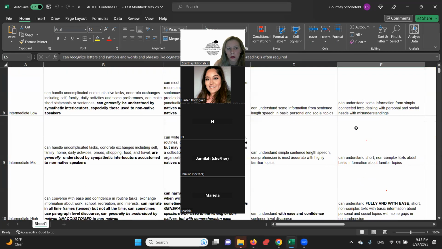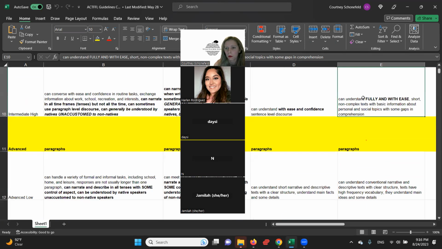And then we get to intermediate low. They can understand some information from simple connected text dealing with personal and social needs with misunderstandings. And then when we get to intermediate mid, can understand short, non-complex texts about basic information about familiar topics. So again, it says familiar topics, even at intermediate mid. And then intermediate high can understand fully and with ease short, non-complex text with basic information about personal and social topics with some gaps in comprehension.